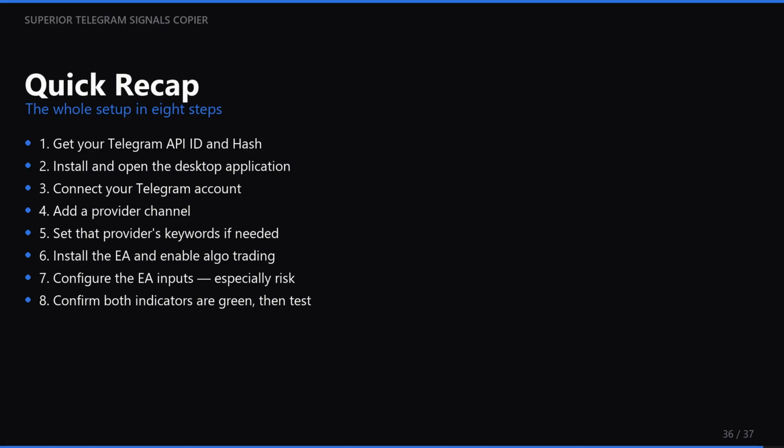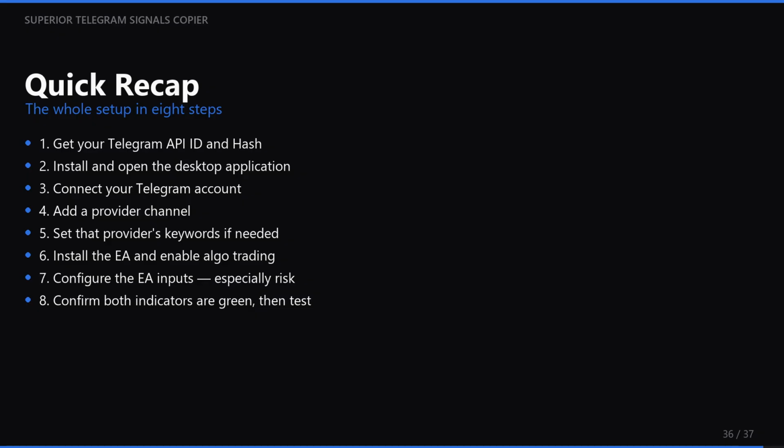Let us recap the whole thing. 1. Get your Telegram API ID and hash from the Telegram website. 2. Install and open the desktop application. 3. Connect your Telegram account with those credentials. 4. Add a provider channel. 5. Set that provider's custom keywords if it words things unusually.